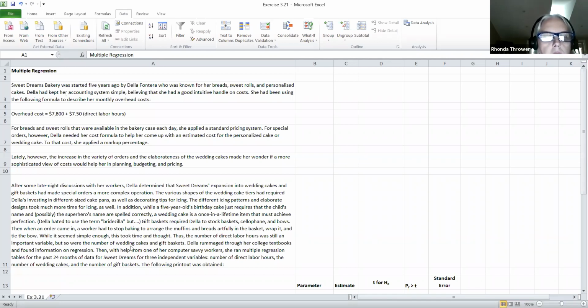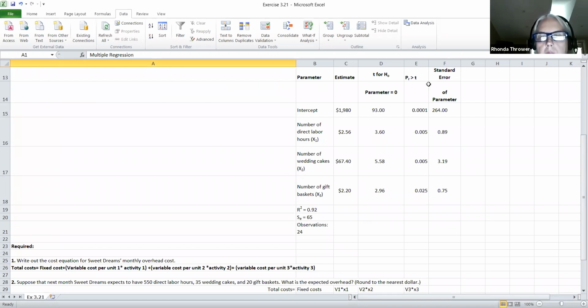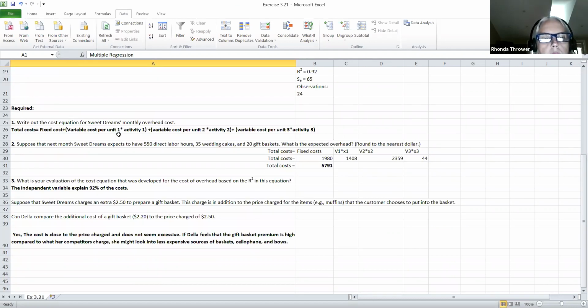And again, I just copied this information into Excel. And when I copied it in, I tried to clean it up a little bit. This was the answers that they had come up with. And so I showed you what the formula would look like. And I kind of put my own spin on that formula. So I had it all written out as variable cost per unit 1 times the activity for unit 1. In part 2 was where we were working a while ago. And I set this up as best that I could for you, class.